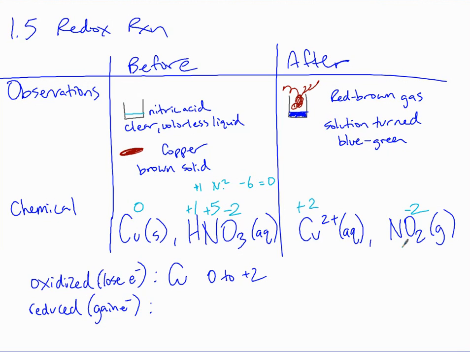What's the oxidation state of nitrogen in the products? Everybody think about it for a second. This is a neutral compound, so everything should equal 0. +4. So here's what we have, +5 to +4. It's becoming a little more negative, which means it's gaining electrons. +5 to +4.